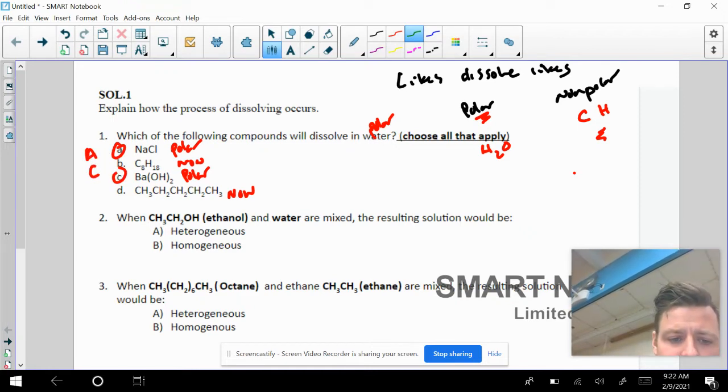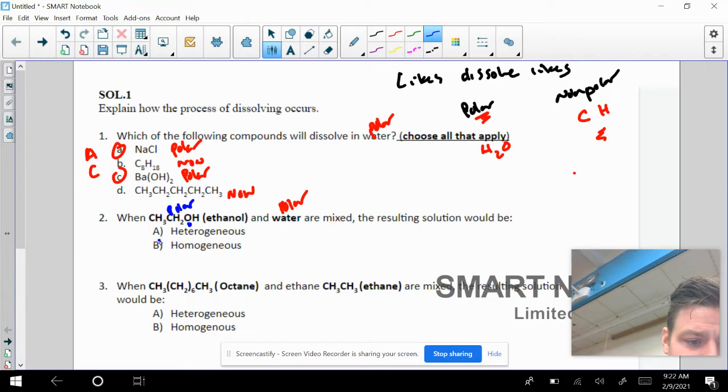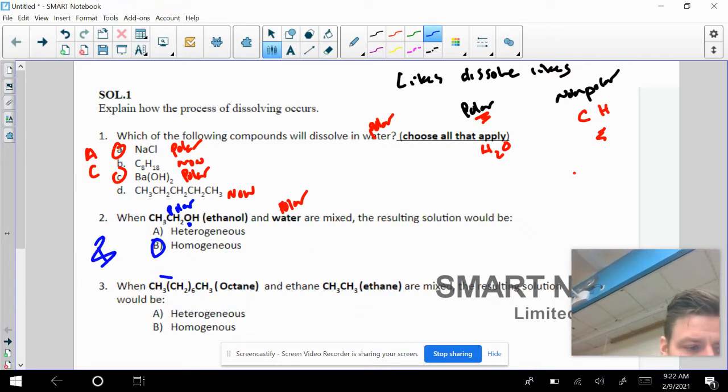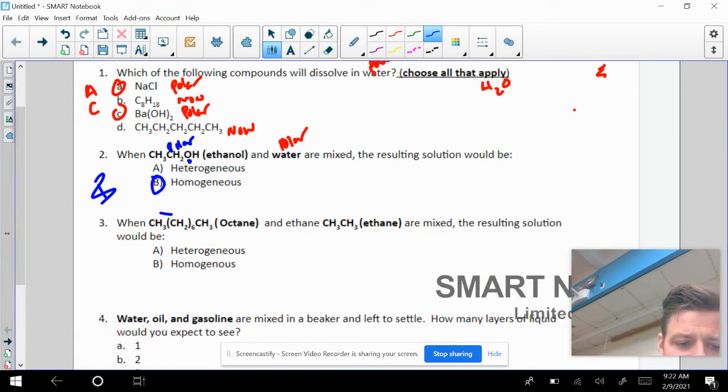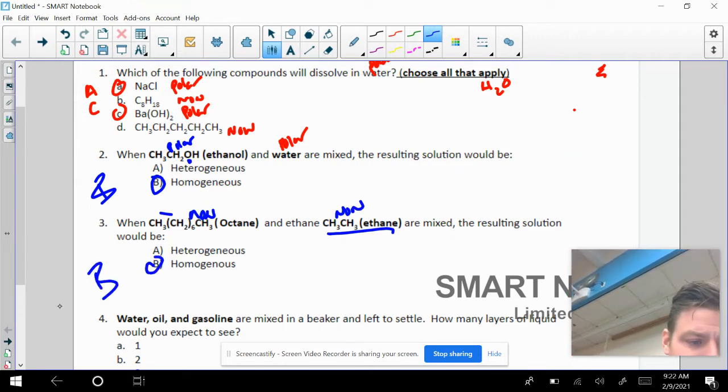With ethanol and water, water is polar. The next thing is ethanol. Yes, there's carbon and hydrogen, but since that oxygen is there, it makes it polar. So it's a homogeneous solution, B. The next one: octane is just carbon and hydrogen, so it's non-polar. And ethane is just carbon and hydrogen, so it's non-polar. Likes dissolve likes. Polar mixes with polar, non-polar mixes with non-polar. That is B.